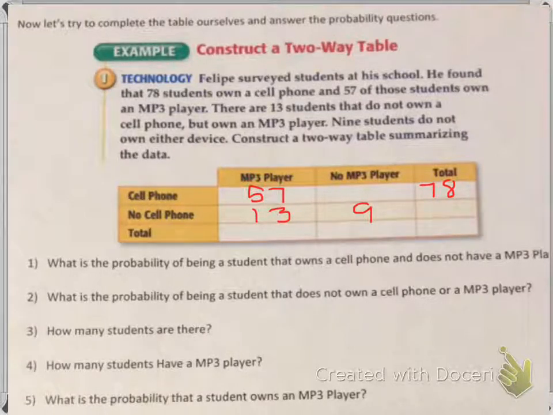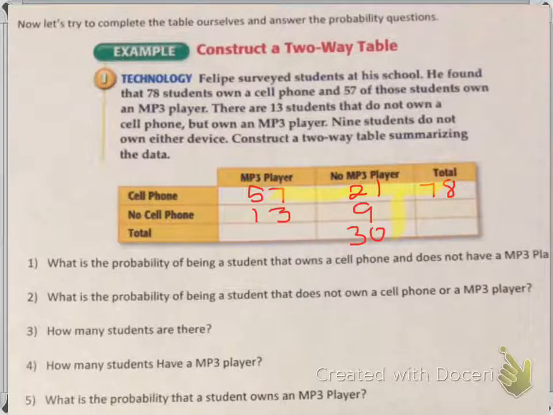So now we're just going to do our addition on our frequency table and finish filling out the chart on our own. So I can come this direction right here because I know to find the number of people that have no MP3 player, I can just do 78 minus 57, and when I do that I get 21. So this number right here that's missing is 21. And that makes it really easy to add down this direction now because I know 21 plus 9 is 30.